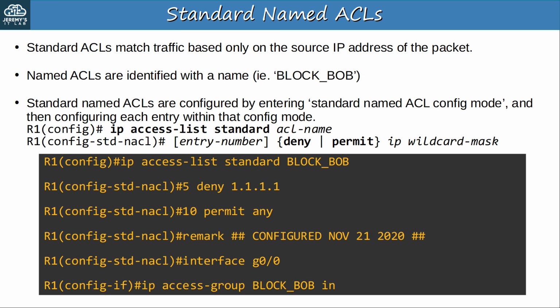So here's an example. First, I create the ACL block_Bob and enter standard named ACL config mode. Then I configured a statement denying 1.1.1.1/32. Note that I manually configured the entry number of 5 instead of the default of 10. Then I configured a permit any entry with an entry number of 10. I then configured a remark. This isn't necessary, of course, but remarks can be helpful when looking at the configuration later. Then I moved to interface configuration mode and applied the ACL in the same way as before. ip access-group, ACL name, and then in or out.